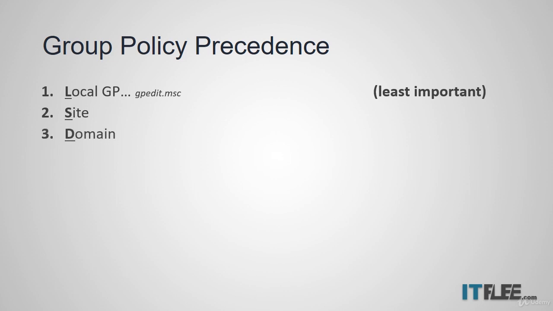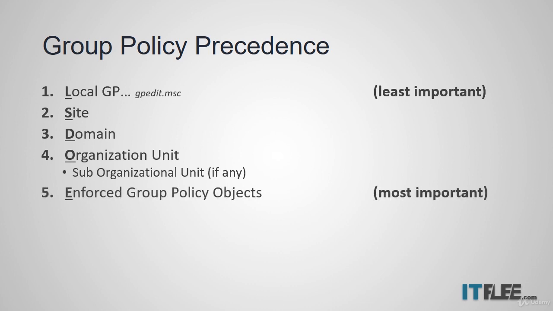Next in the order is the domain policy. So any policies assigned to the domain will now be applied on top of the site and local settings. Next, we have the organizational unit. And this is any GPO that is linked to a specific OU. Also, that goes for sub-OUs. So if there's an organizational unit within an organizational unit, the sub-OU will be applied last, and therefore its settings will take precedence over anything that is above it. Now, finally, we have enforced group policy objects. Now, this is any GPO where you've right-clicked and chosen to enforce the GPO.